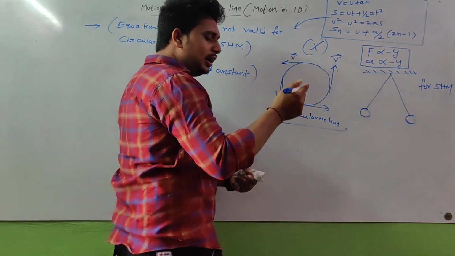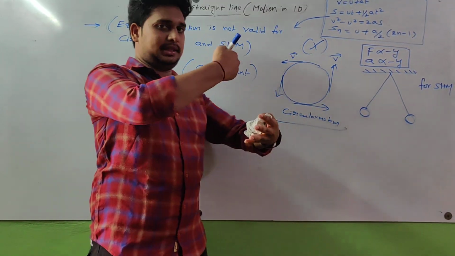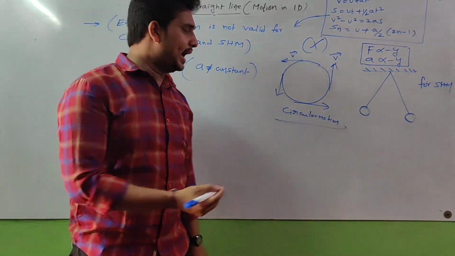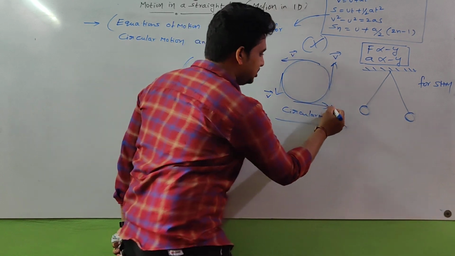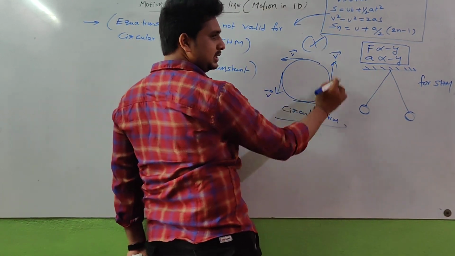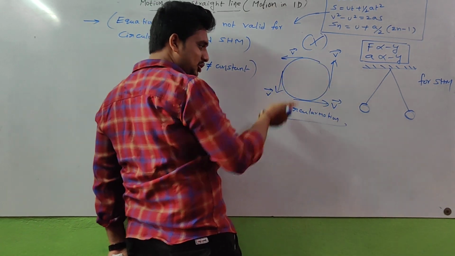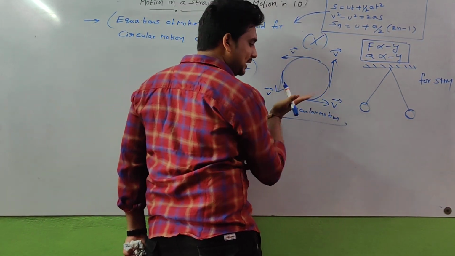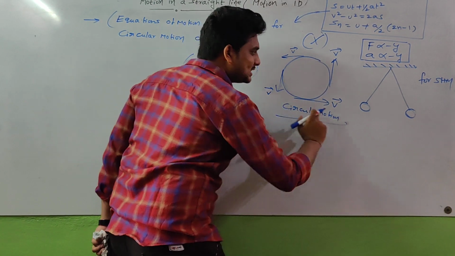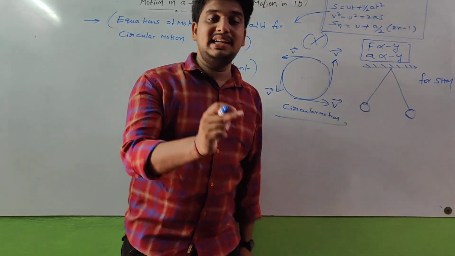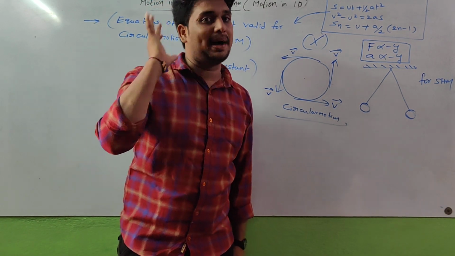Observe here, for a circular path, in circular motion, velocity changes continuously. The direction of velocity changes continuously. Here the direction of velocity is upward. Here the direction of velocity is this side. Here the direction of velocity is downward. Here the direction of velocity is to the right side. That means the direction of velocity continuously changes. Only then does it make a circular path.